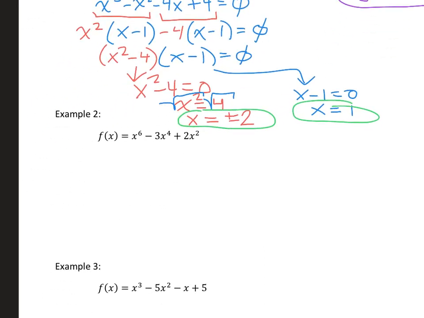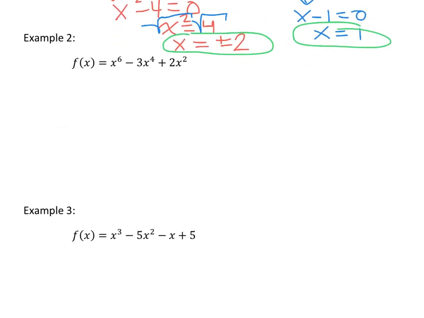All right, next example. Notice in this example that there is no constant. What does that mean to us? That means that our y-intercept is 0. And whenever we have a y-intercept that's 0, that means we also have an x-intercept at 0, because we'll be going through the origin. So that's kind of something you can anticipate looking into this.